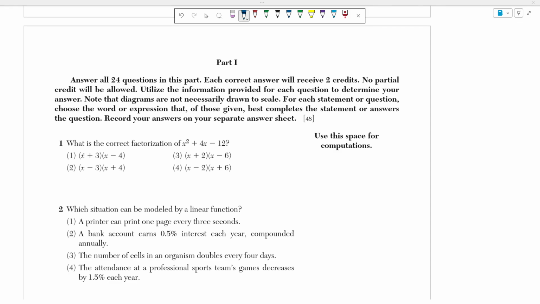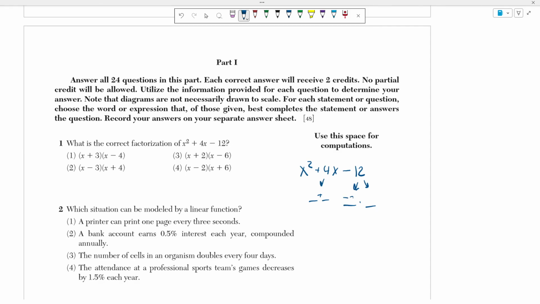That being said, we're going to start off with number 1, which asks us what the correct factorization of x squared plus 4x minus 12 is. Whenever I want to factor something, I'm going to use FOIL. What FOIL asks us to do is find two numbers that multiply into this last number, negative 12, that also add up to this middle number, 4. So what are two numbers that multiply into negative 12 but add to positive 4?